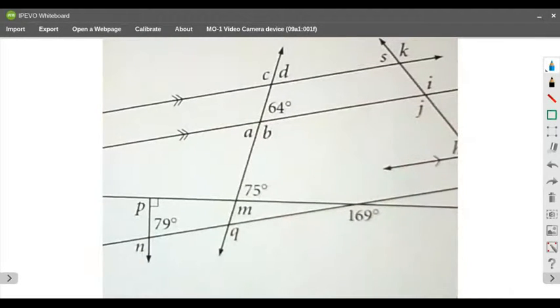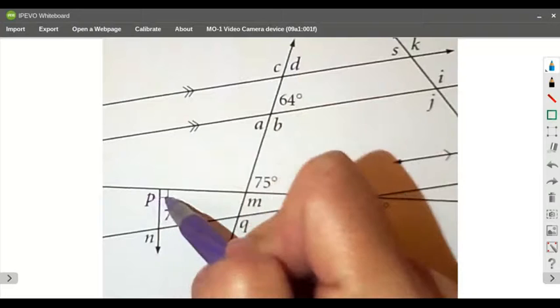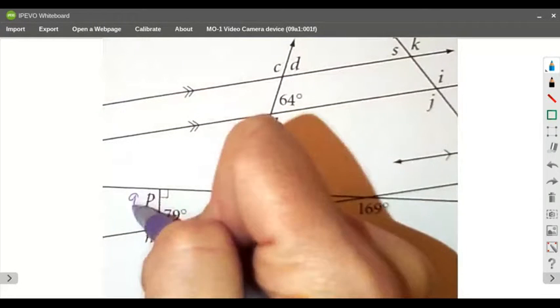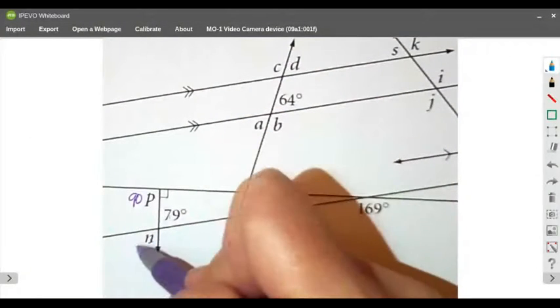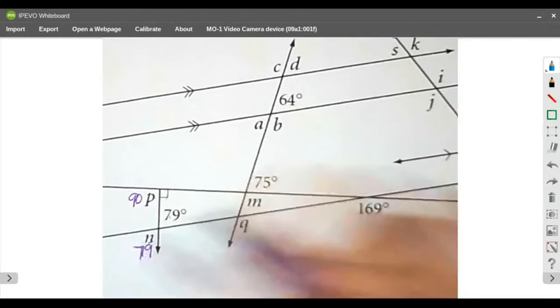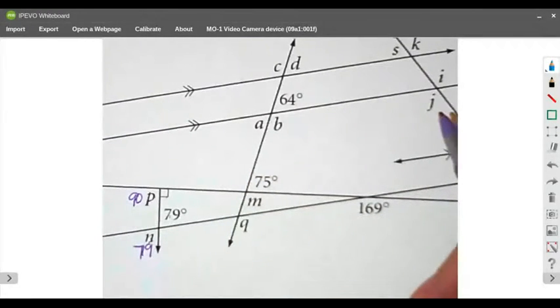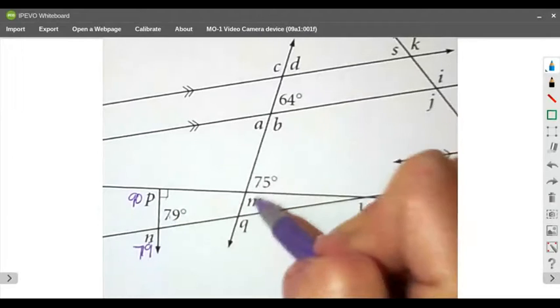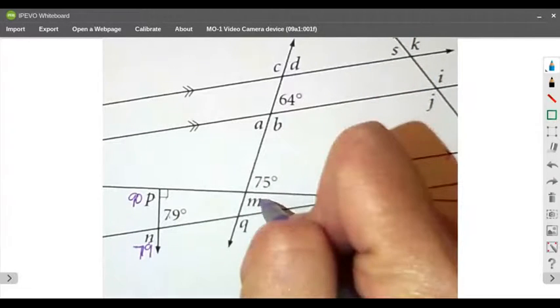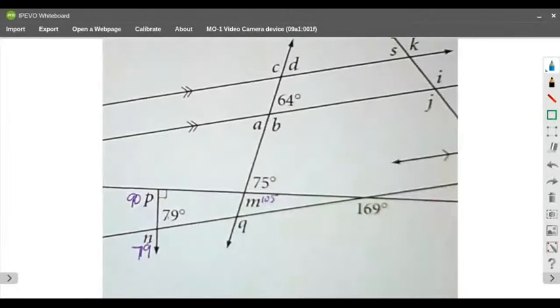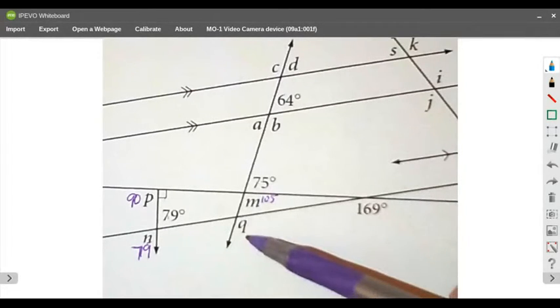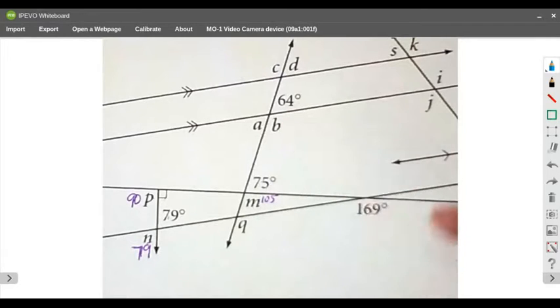So I'll start on the left. I noticed that these are a linear pair. That's 90, so this is 90. I notice these are vertical. So I guess to be successful for this, you really have to know your relationships. M and 75 are a linear pair, so M is 105. Let's see, we can't find Q yet, I don't think. In a second we can. So let's come up here.